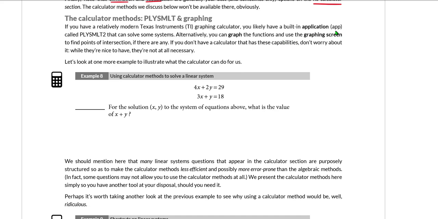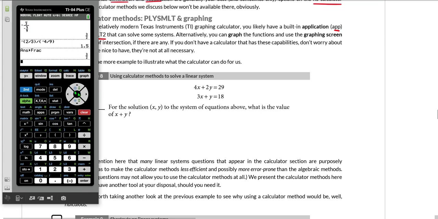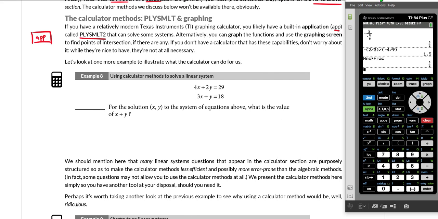We have an app called PlySmlt. If you do have a more recent, more modern TI graphing calculator, you almost certainly will have this app in your calculator. If you just press the app button, which is right next to the program button, I will show you that right now. Your app button is right here, apps. You can also use your graphing screen.